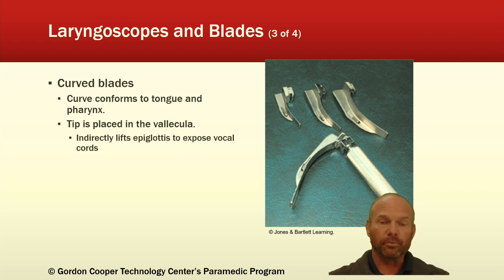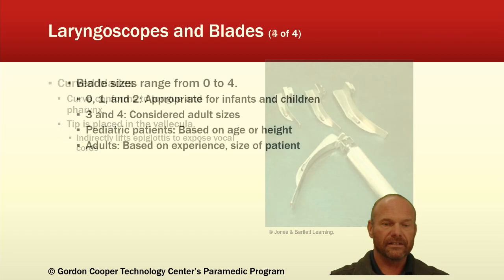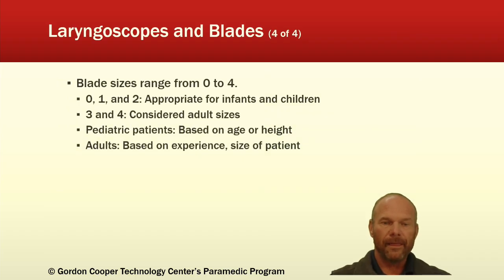So the blade's tip rests in the vallecula. Remember, we just mentioned that. You should hopefully remember that from A and P, that's the space between the tongue and the epiglottis. And then from this position, it indirectly lifts the epiglottis and gives you a really nice and hopefully clear view of the vocal cords. But as I said, make sure that you have both blades, because you may need both.